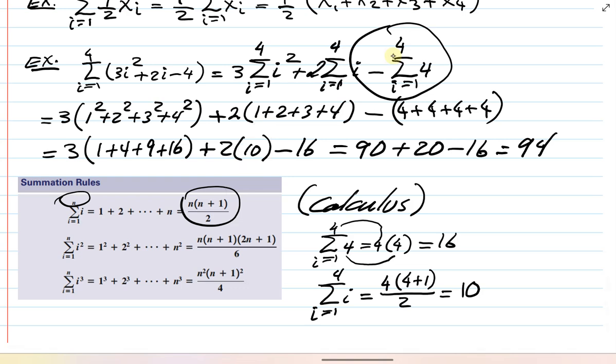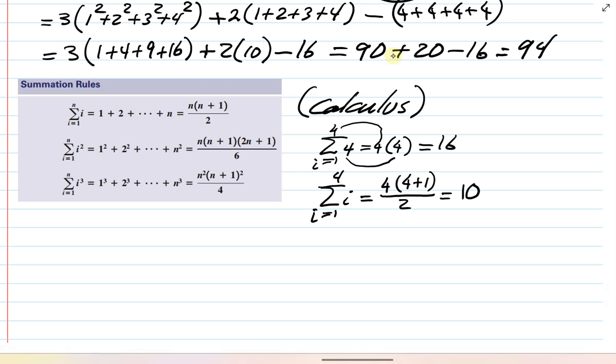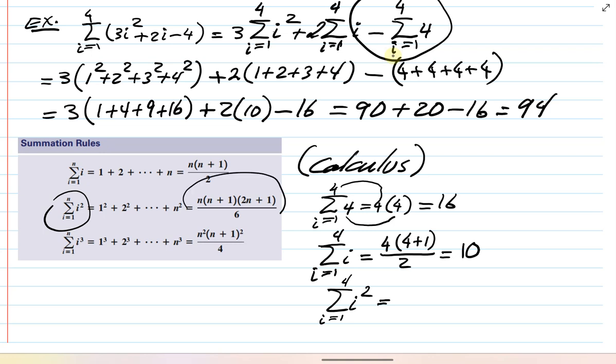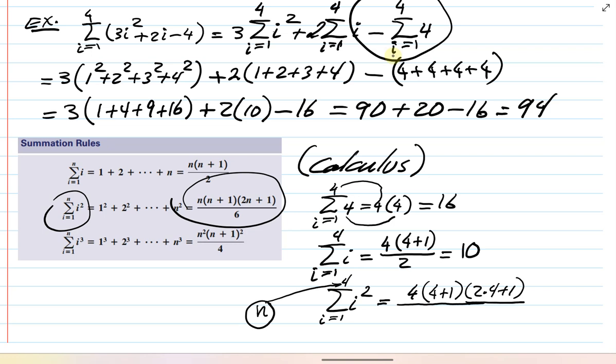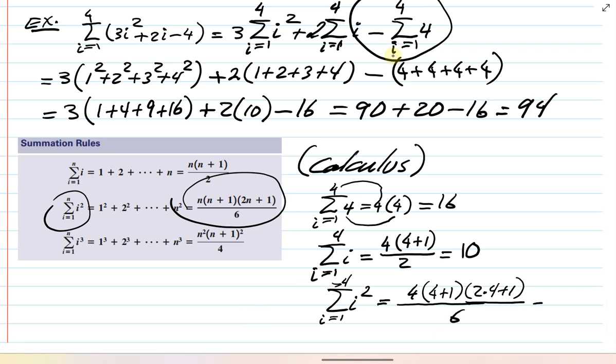Okay. And let's do one more using these summation properties, or rules, they call them. What about sigma of i squared, where i goes from 1 to 4? Now I'm looking at this formula. N is 4. Remember, n is the upper limit. So it's going to be 4 times 4 plus 1 times 2 times 4 plus 1 divided by 6. All right. Now, how is this going to work out?